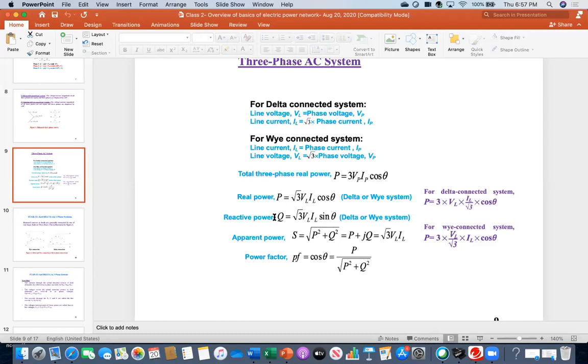In a few seconds, I am showing you one diagram, and then we'll be concluding today. The apparent power is the root of P squared plus Q squared, P plus jQ, which is root 3 VL IL. Because when I take the root of P squared plus Q squared, cos squared theta plus sin squared theta gives 1. And then power factor, cos theta, is real power over apparent power. You all know the unit of real power is watt. The unit of reactive power is VAR, reactive volt-ampere. The unit of apparent power is simply volt ampere.